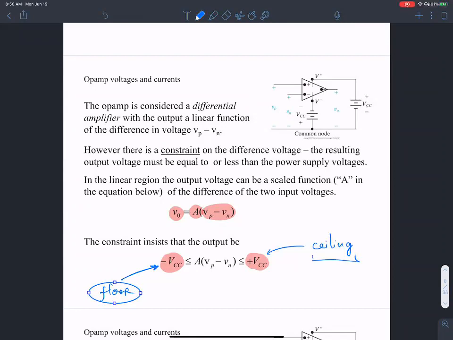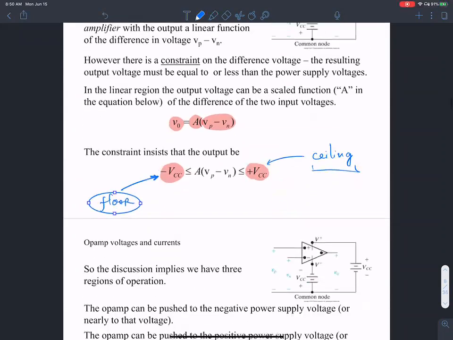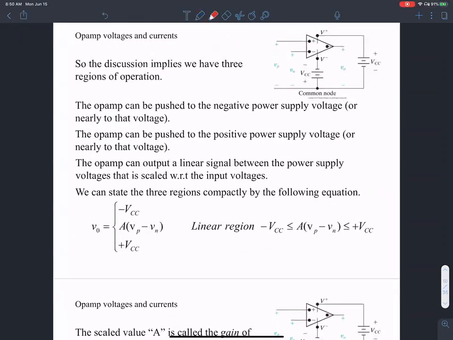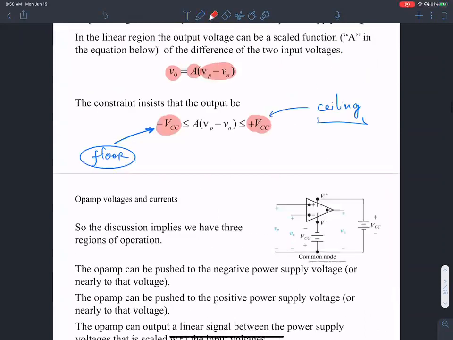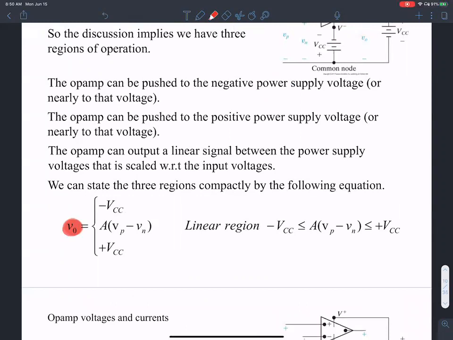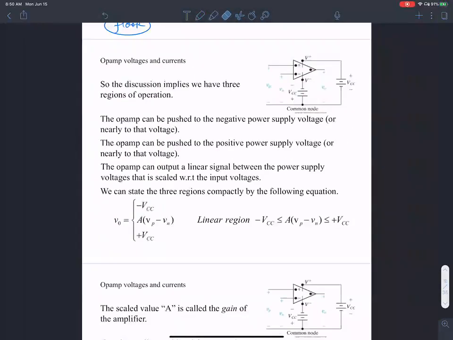Okay, let's see if we can move further along. So here is the idea. The V output can have three regions of operation. This is a little off from the order that I want to follow, but that's fine. So the idea is there are three regions of operation.